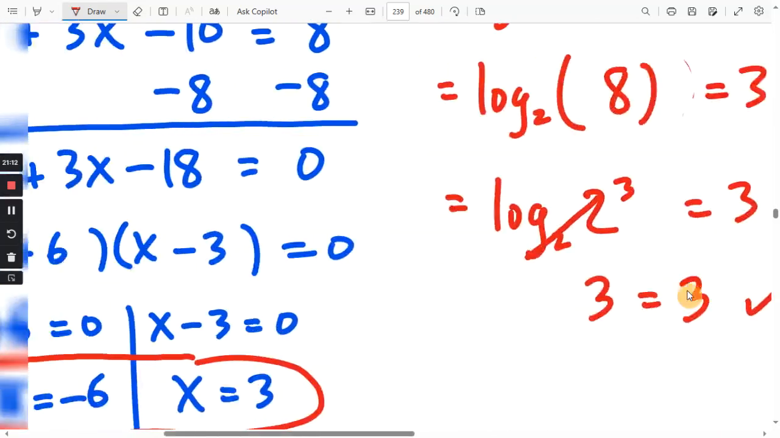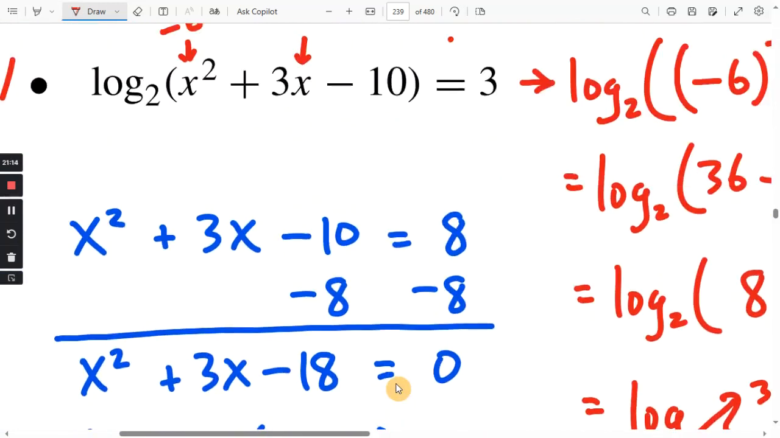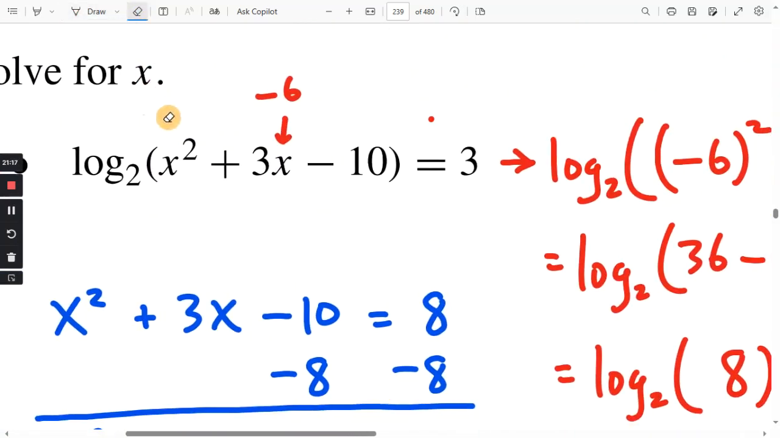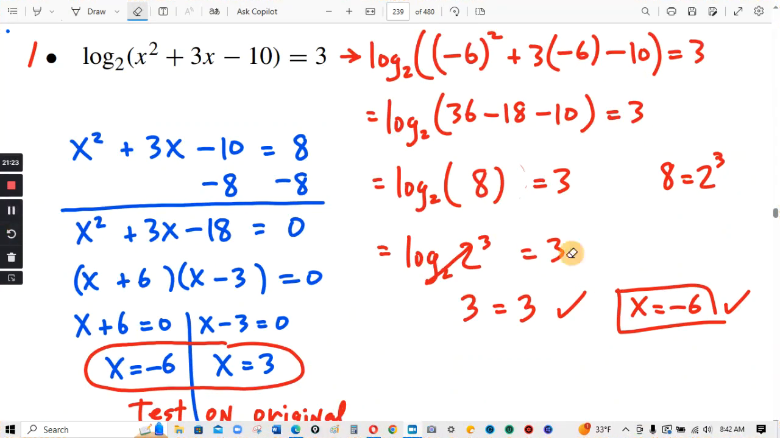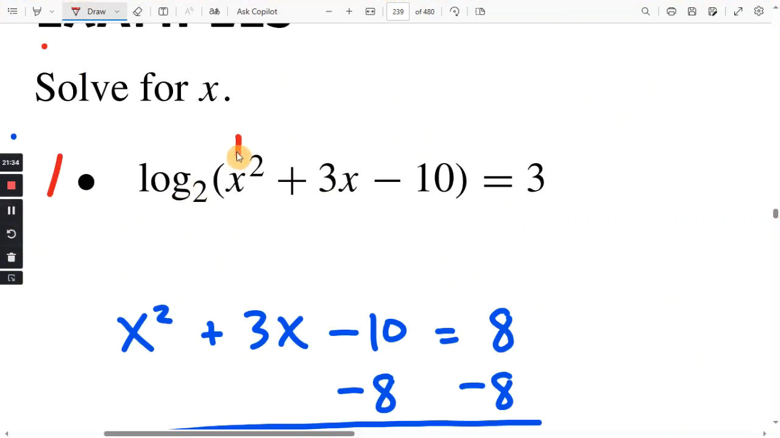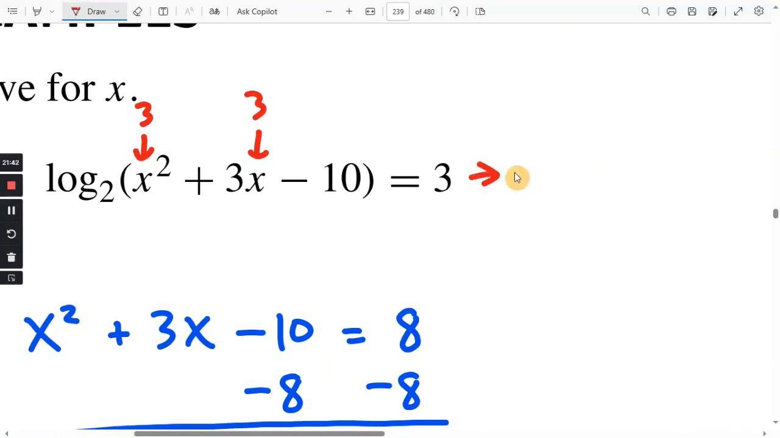Now we have to do the other one, x equals positive 3. So let me erase this mess here. If you're taking notes, copy this down, and I'm going to erase this and plug in x equals 3 into the original. We're going to do x equals positive 3 wherever we see an x. And let's see what happens. Log base 2, parentheses, x squared is going to be 3 squared, plus 3 times 3 minus 10.